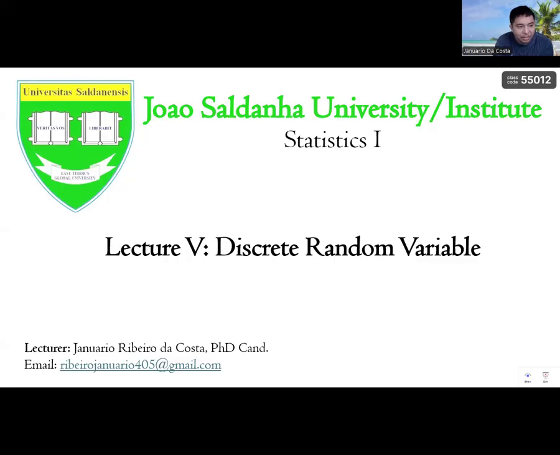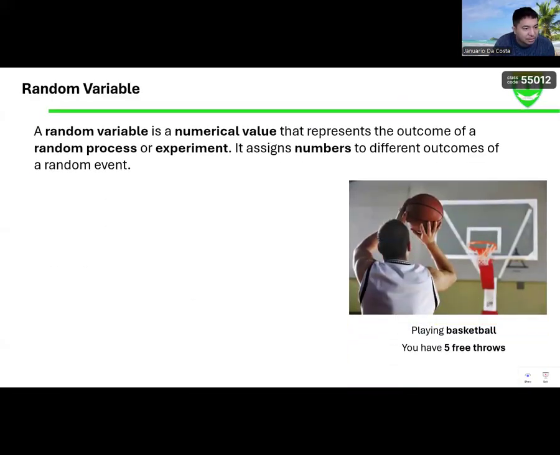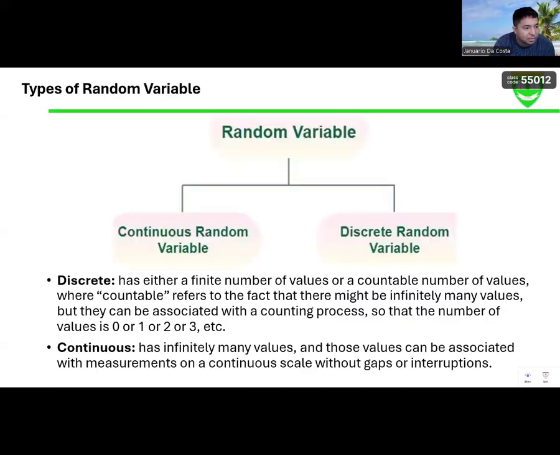Okay, so now we have to understand what discrete means. What is discrete? So random variables are divided into two. One is continuous random variable, and the other is what you call a discrete random variable. Okay, discrete random variables have either a finite number of values or countable values.